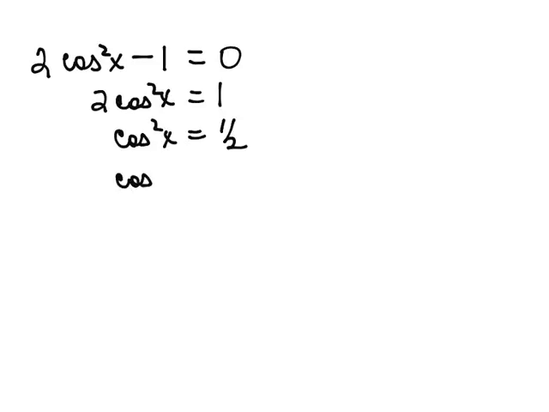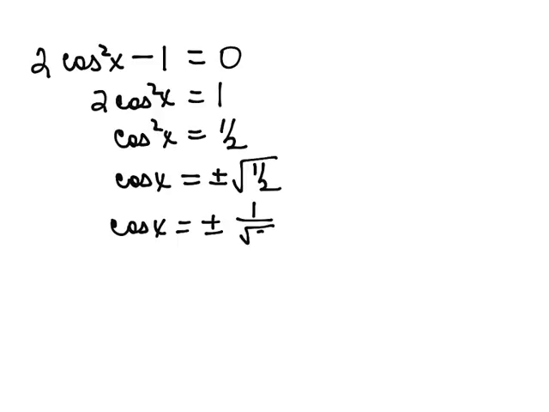Then I'm going to take the square root of both sides, noting that when you take a square root, remember you have to say plus or minus the square root of that. So the cosine of x is equal to plus or minus the square root of 1 is 1, and the square root of 2 is the square root of 2.